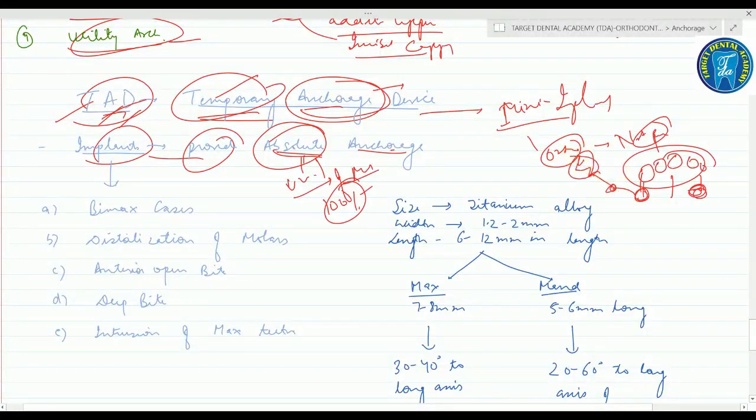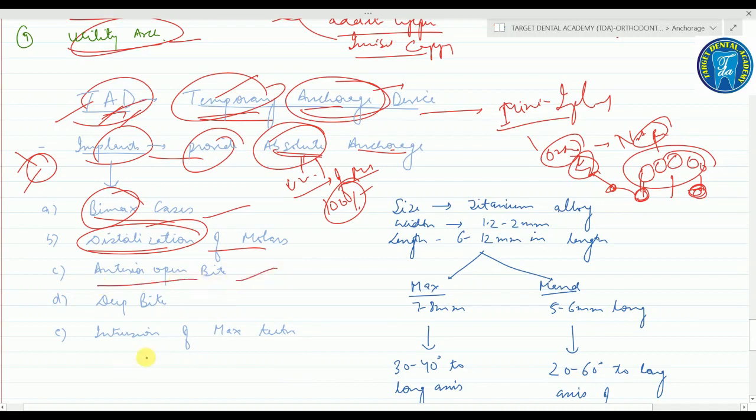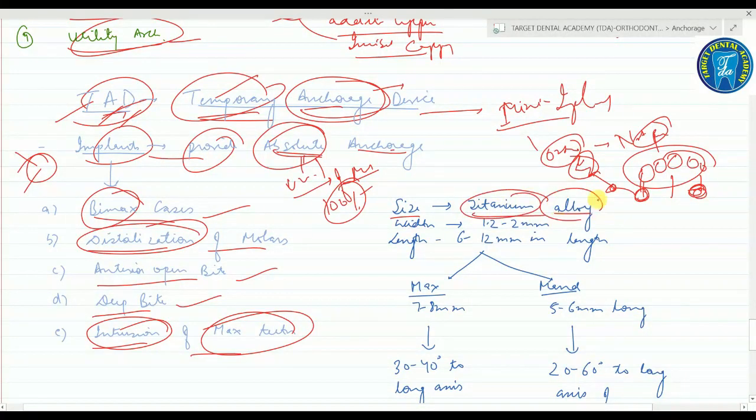Right? So the implants or mini implants are used in case of Bimax. Bimax cases are the cases in which there is proclination of the upper as well as the lower incisors. The mini implants are also used for the distalization of the molars in case of anterior open bite, in case of deep bite, and in case of intrusion of the maxillary teeth. Fine. First of all, we use titanium implants or titanium alloy mini implants because titanium is biocompatible. Due to its biocompatibility, we use the mini implants.